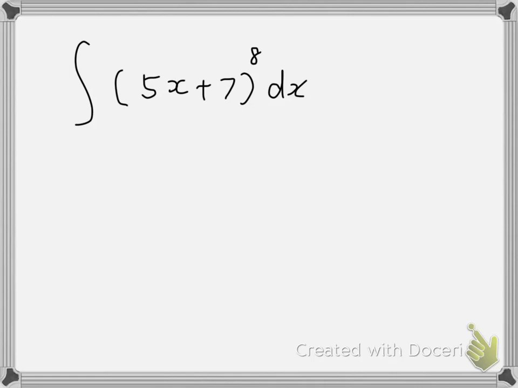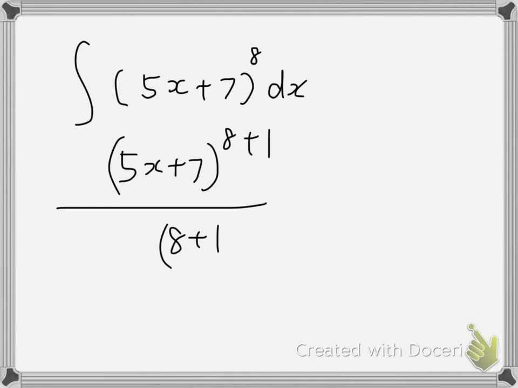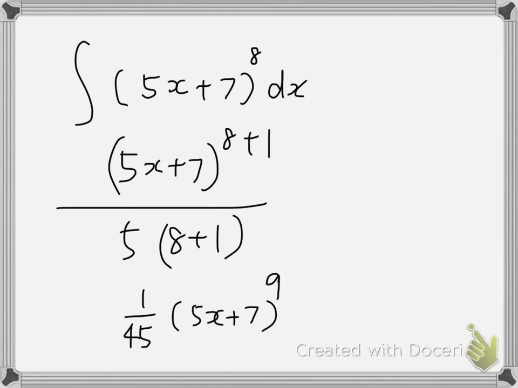So how do you integrate this? 5x plus 7. Remember, you take this whole thing as 1x, and then just 8 plus 1 divided by 8 plus 1, and then you multiply by 5, which is that first number there. So 8 plus 1 is 9, times 5, that becomes 45. And then (5x plus 7) to the power 9 plus c. And that's it. That's all you have.